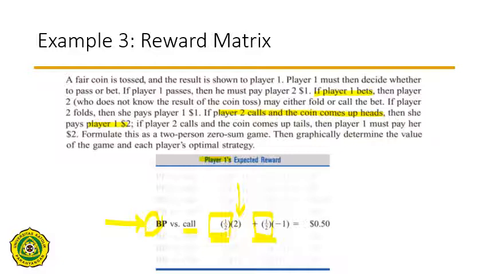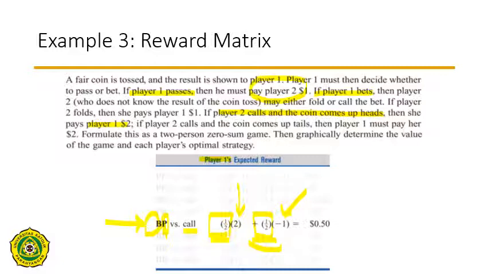Now, if the coin comes up tail, it means that the first player's strategy is pass. So the first player passes, then the second player doesn't have to do anything. The first player must immediately pay player 2 $1. That's why you see the number -1 here, because if the first player passes, then he must pay the second player $1, regardless of whatever player 2 does.